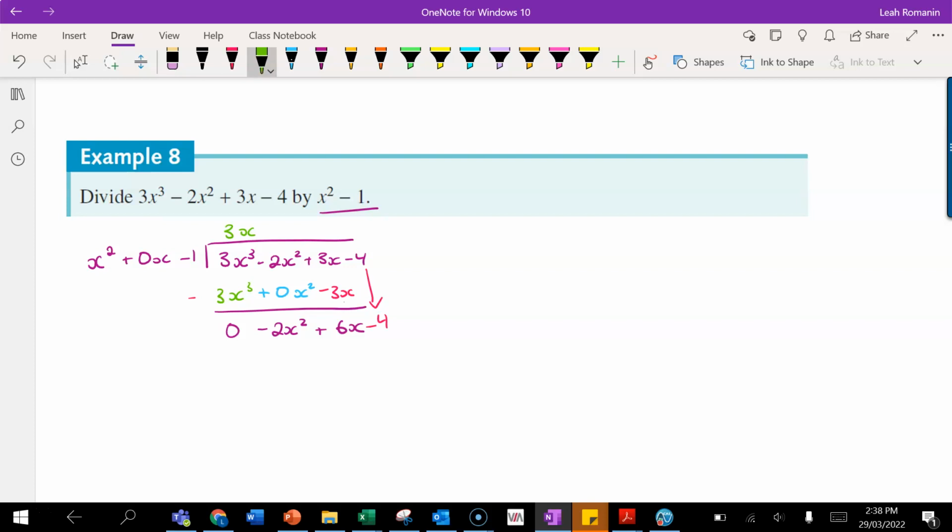Okay, starting the process again. So x squared, negative 2x squared divided by x squared is going to be negative 2. Then multiplying back out, I've got negative 2 times x squared, which is going to be negative 2x squared. Then negative 2 times 0x is going to be negative 0x. And again, don't forget about the x. We still want to keep it there. Then negative 2 times negative 1 is going to be positive 2 now.